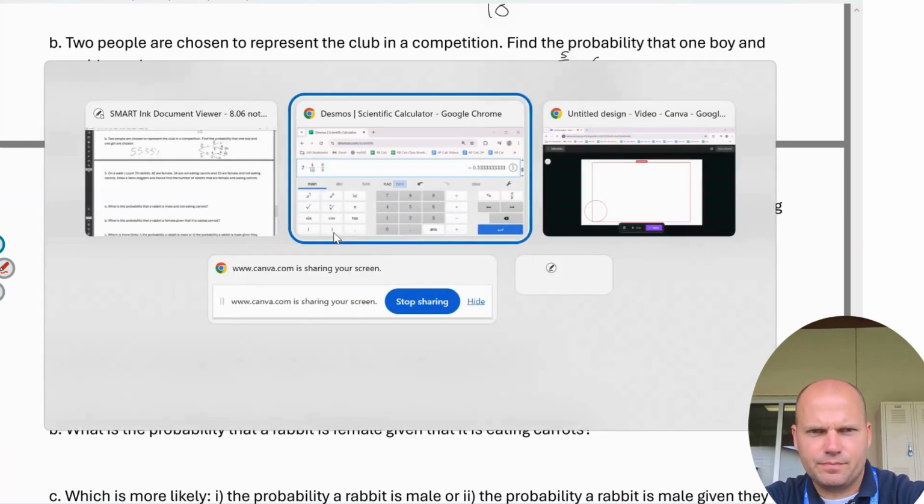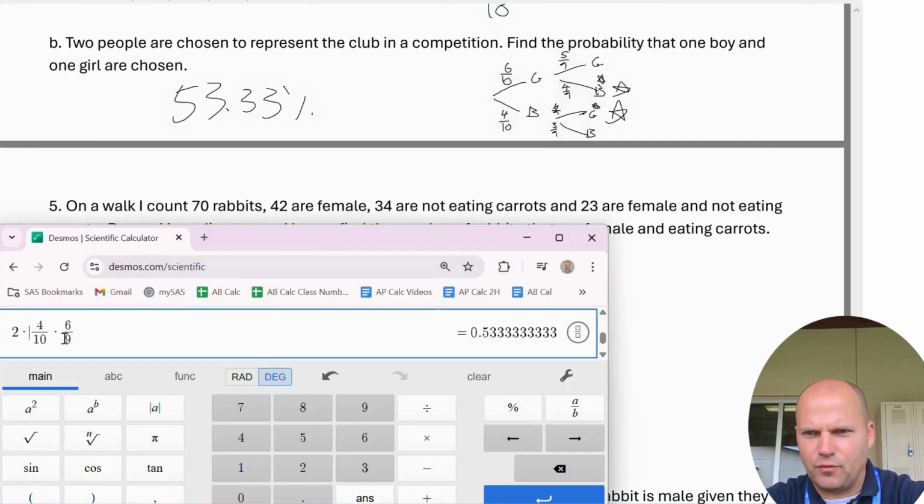No one is. Rabbits are female just by looking at it. It's crazy.